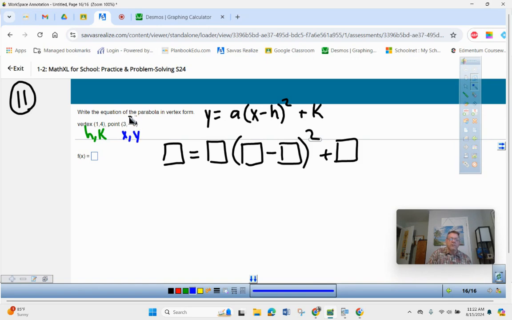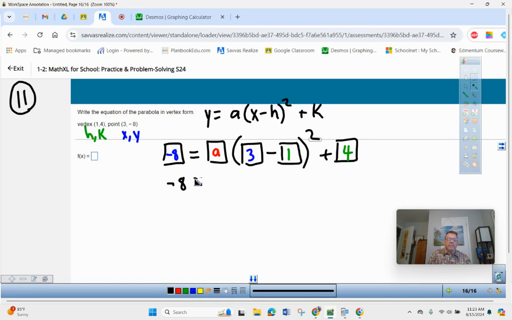And we're going to use this point temporarily so we can find our missing a. So let's plug in our correct numbers here. So 1 goes here, 4 goes there, and we're going to plug in 3 and negative 8 there. And the thing that's missing is the a value. So we're going to go through all this trouble to find a, and it'll be worth it.